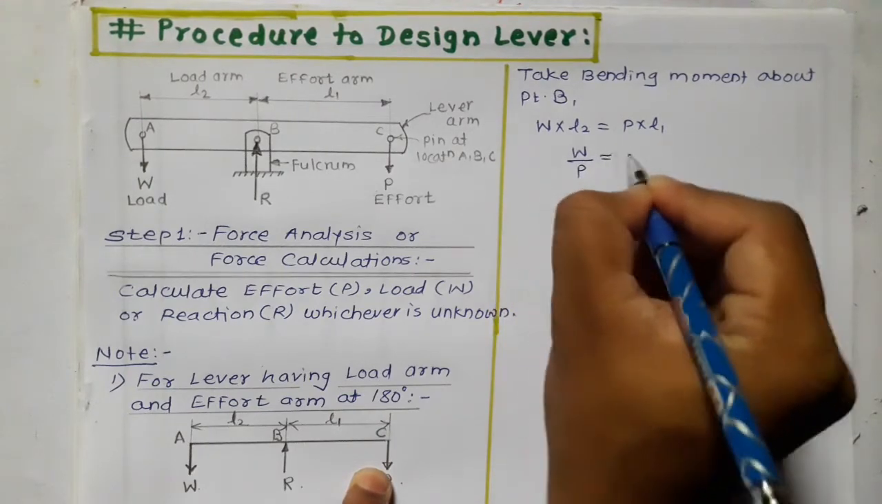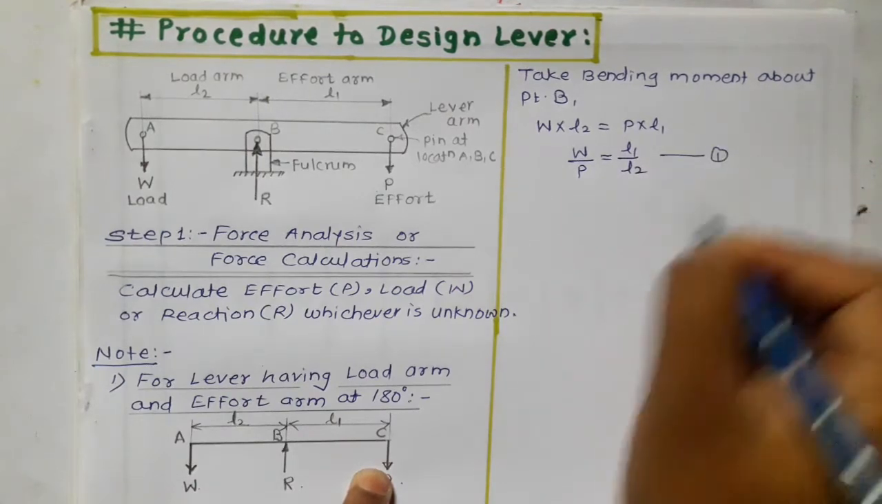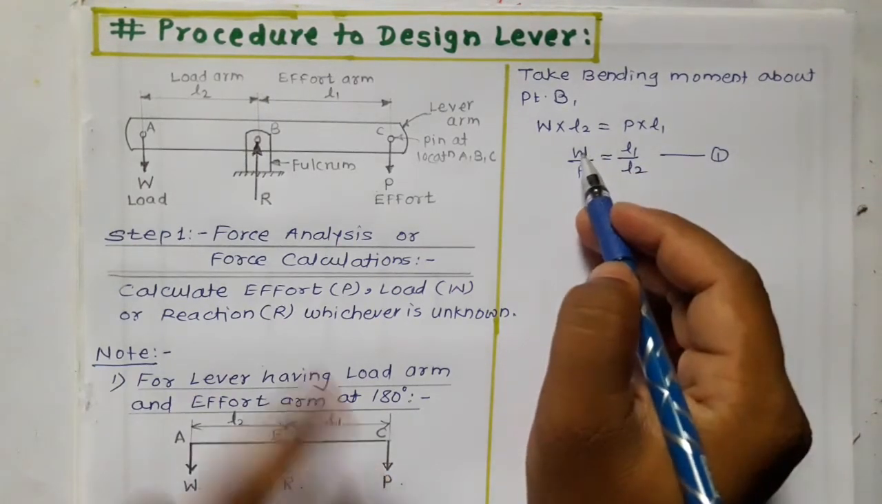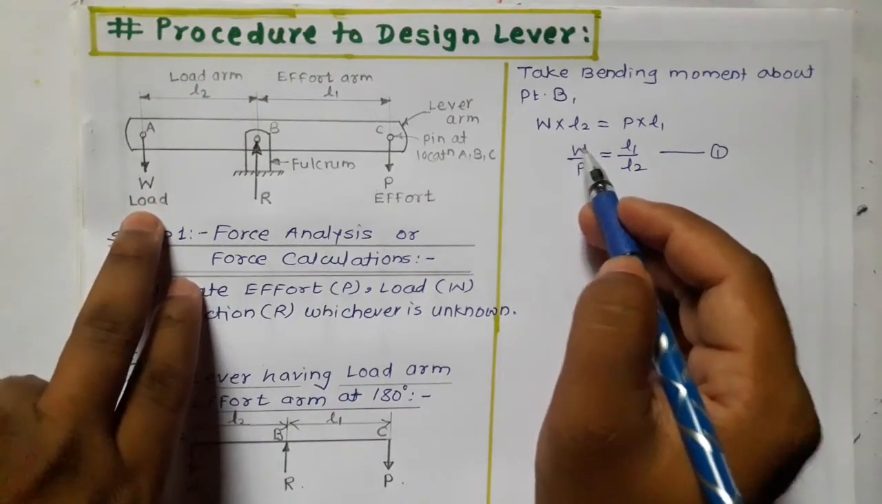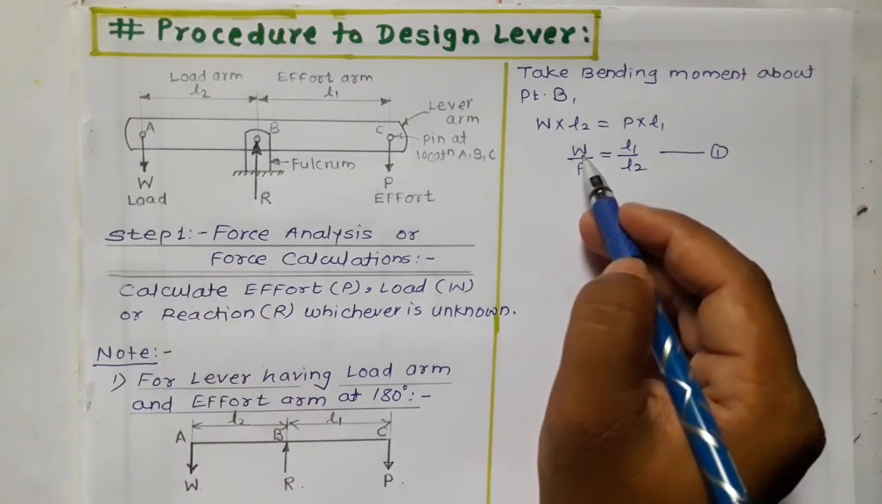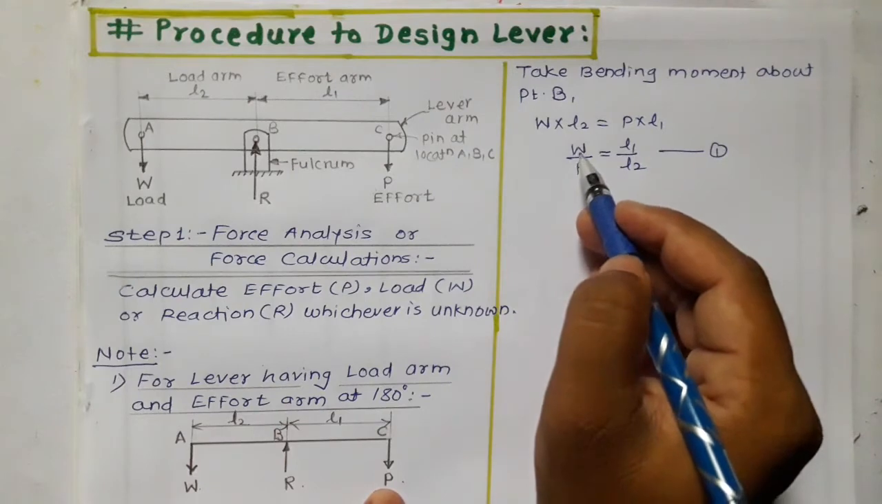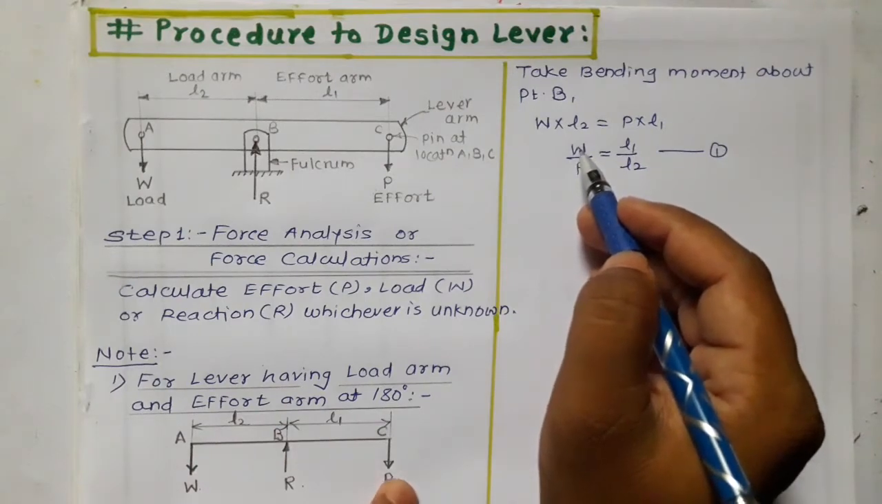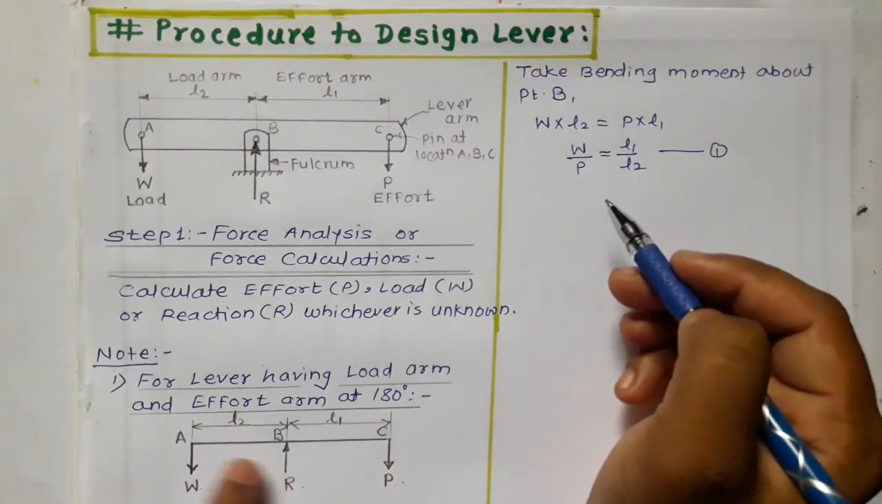So generally in the problems, this load acting on the lever will be given, that is load to be lifted will be given in the problem, and P, that is effort to lift this load W, we have to calculate. So generally it is the case, P will be generally unknown and W will be generally given in the numericals. So equation number 1 can be used to find out either P or W.